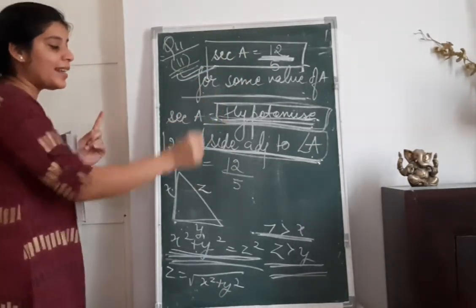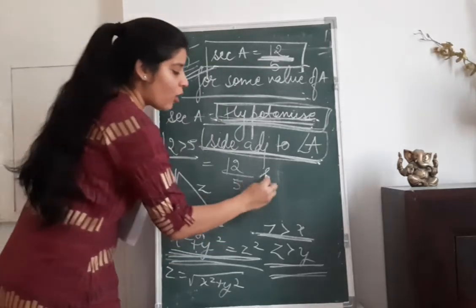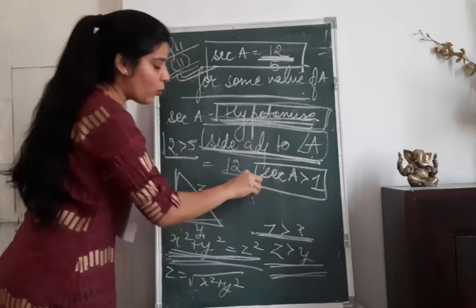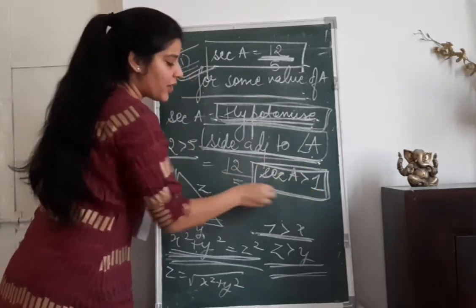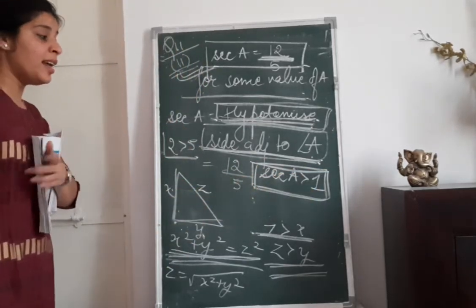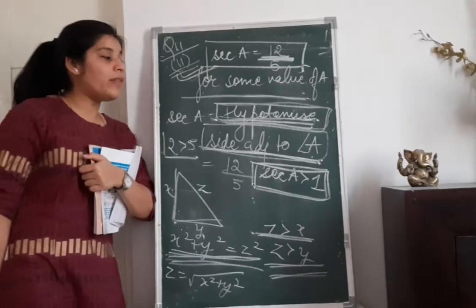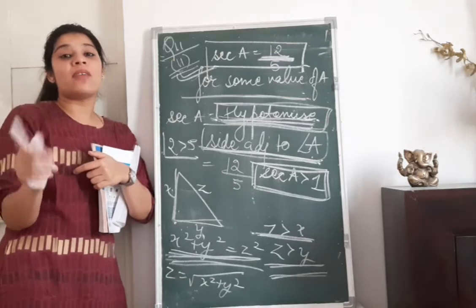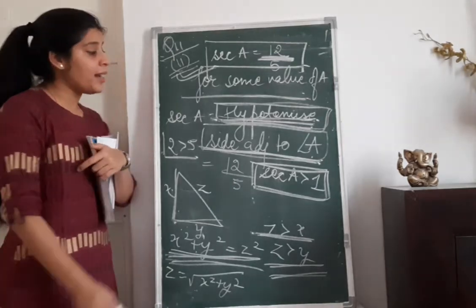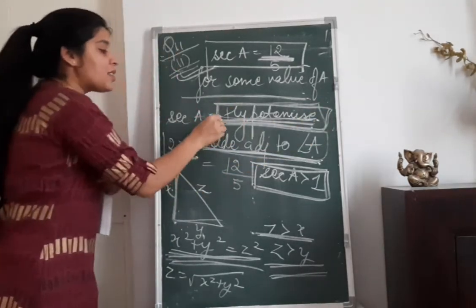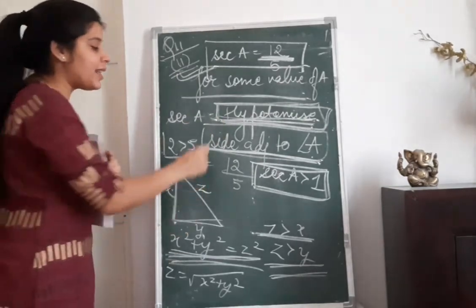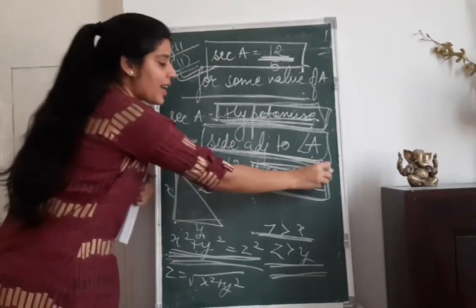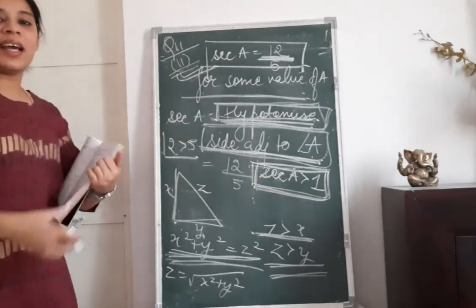From this, we can clearly see that sec A always has to be greater than 1. This is an interesting observation which we can take out from this question, that the value of sec A is always going to be greater than 1. Why is it always going to be greater than 1? Because the hypotenuse is always going to be greater than the side of that triangle. Therefore, sec A is always going to be greater than 1.